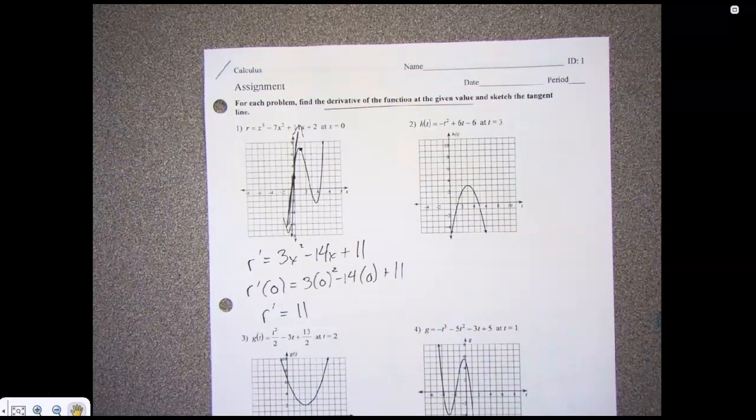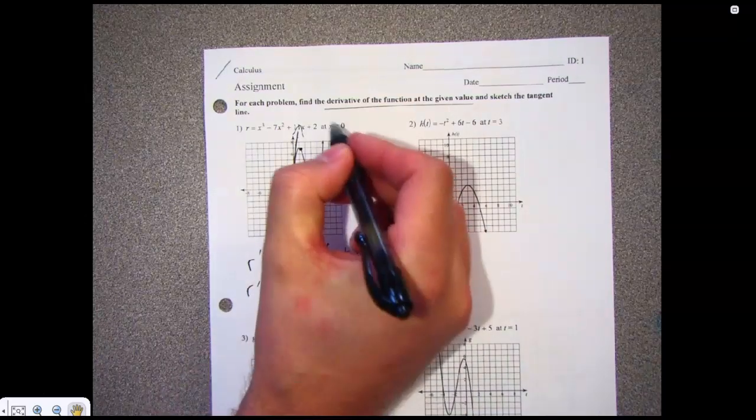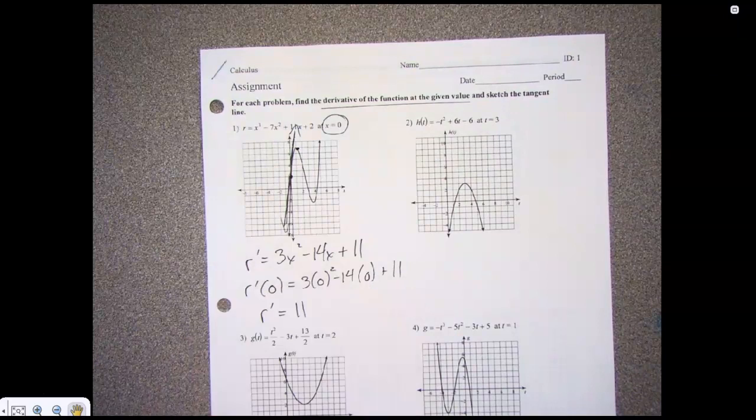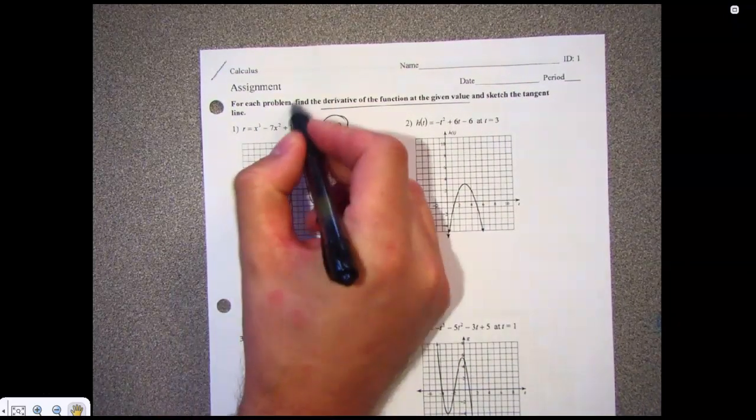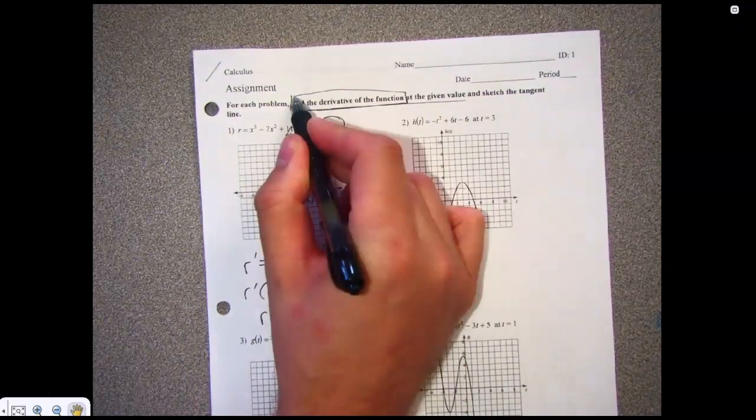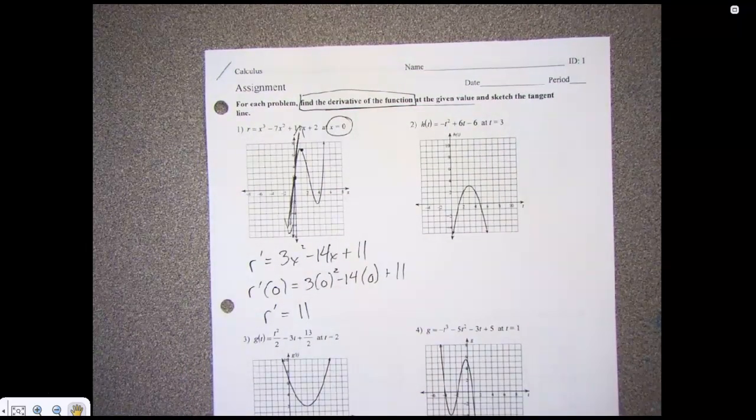So how do we know to plug in at r prime 0? Because it says x equals 0. Yeah, but how do we know to do the derivative before we? Because it says find the derivative of the function. Yeah, but then does it say like then? Alright, never mind.